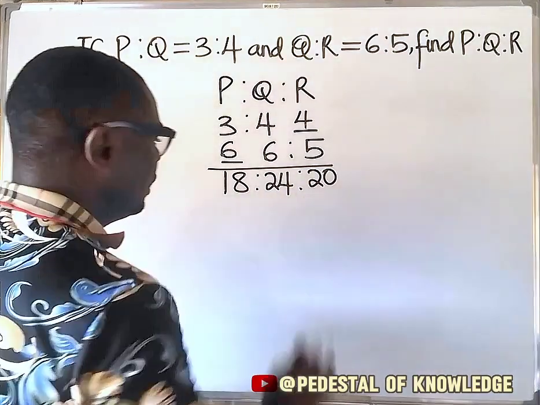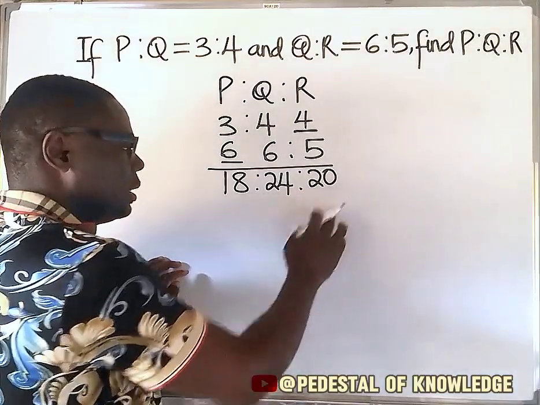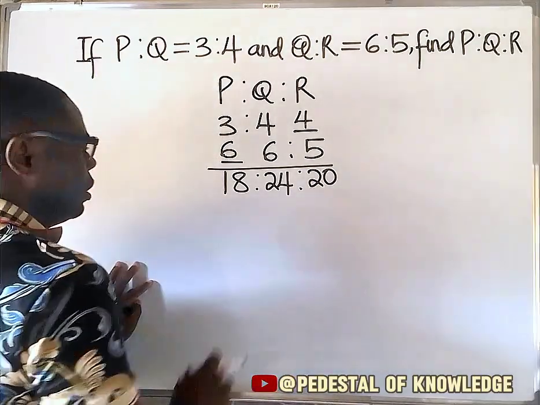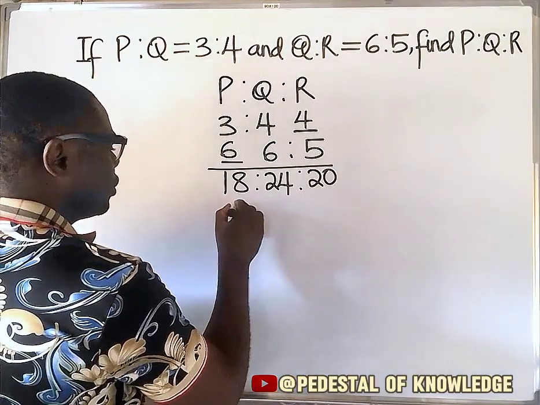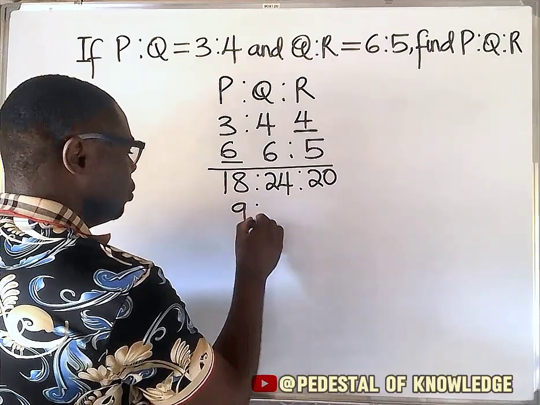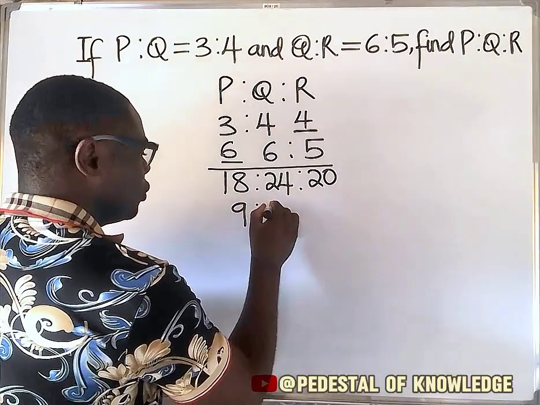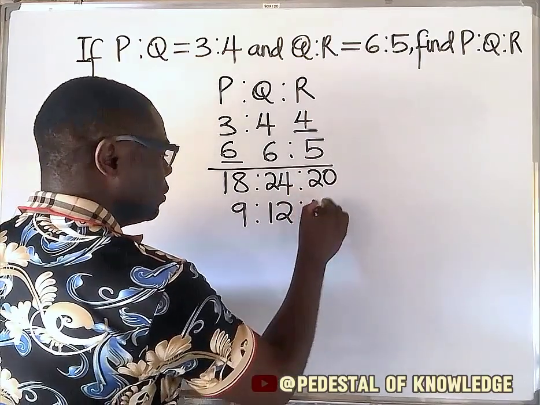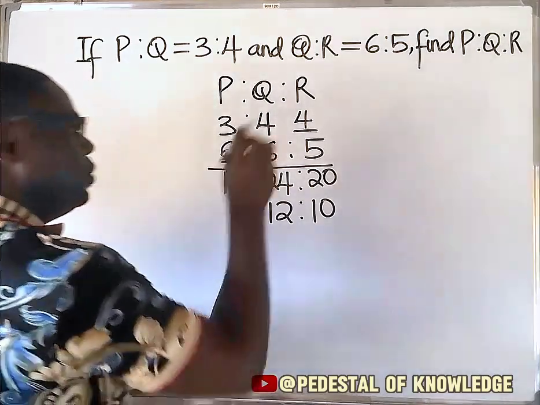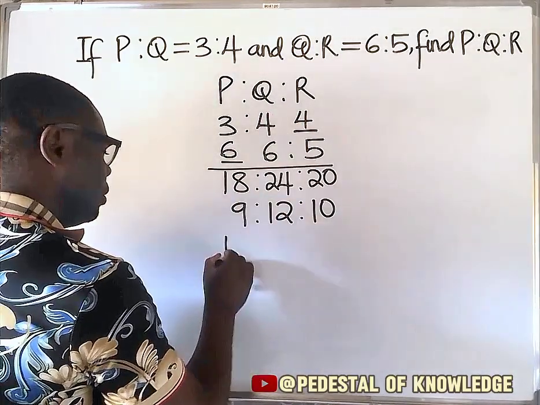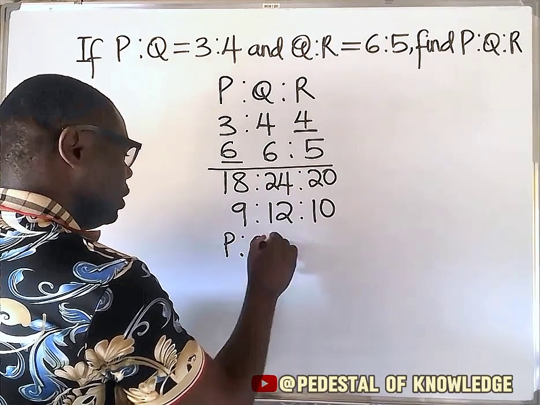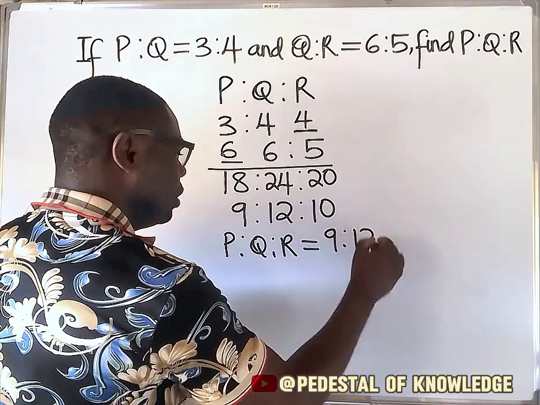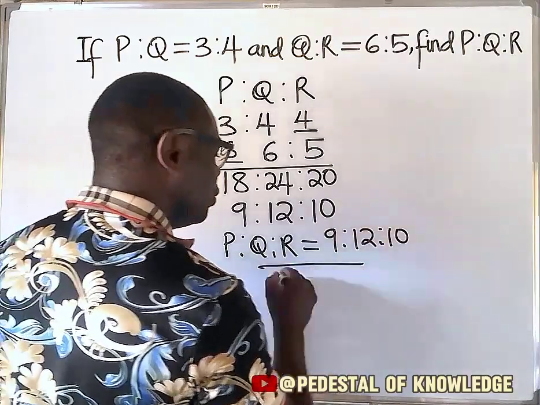But it is very clear that these numbers here are divisible by 2. So we divide through by 2. Now, 18 divided by 2 will give us 9. Is to 24 divided by 2 will give us 12. Is to 20 divided by 2 will give us 10. Therefore, P is to Q is to R is equal to 9 is to 12 is to 10. And that is the solution to this problem.